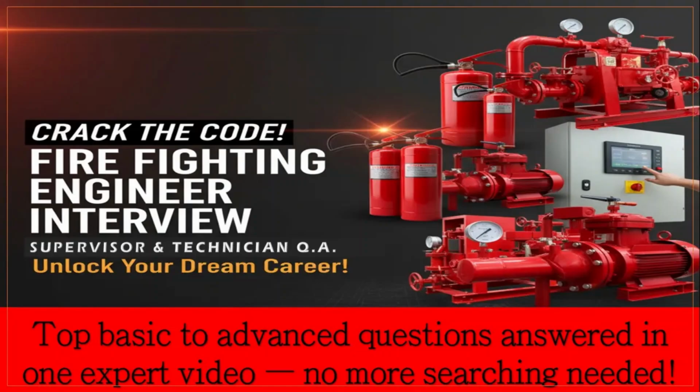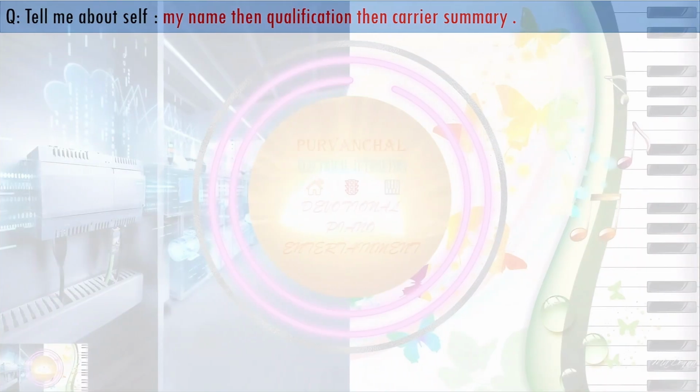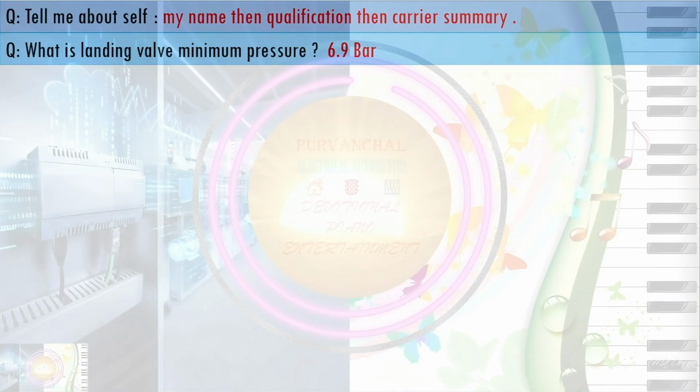Hello everyone. Today we'll discuss question and answer for firefighting engineers, technicians, and supervisors. Usually all interviewers ask first, tell me about yourself. You will have to reply with your name, your qualification, and career summary. Then the next question: what is the landing valve minimum pressure?